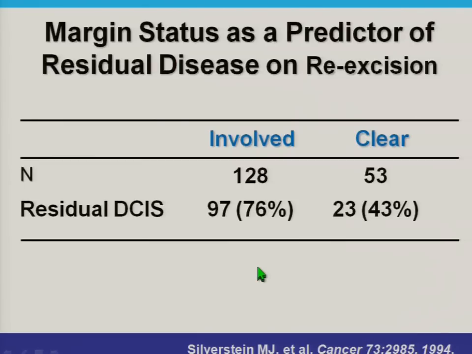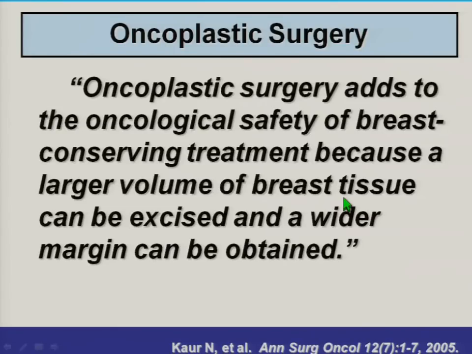Mel Silverstein looked at this. He looked at if the margin was involved, there was residual DCIS 76% of the time. If it was clear, there was residual DCIS 43% of the time. So it doesn't guarantee that these are negative margins. And now what about oncoplastic surgery? You got to love that. You can take a lot more tissue, and it adds to the oncologic safety of breast conserving therapy because a larger volume of breast tissue can be excised, blah, blah, blah.